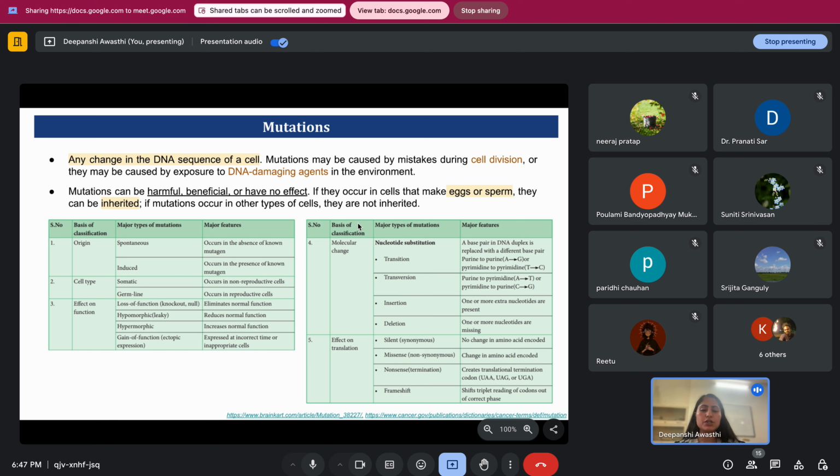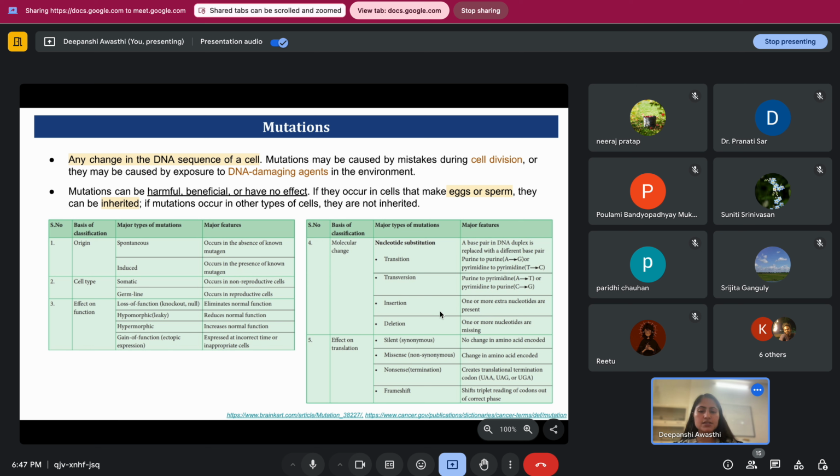And on the basis of molecular change, mutations can be categorized as transitions. When we talk about the DNA sequence, a transition means that a purine is converted to another purine. For example, when A was present, it is replaced by G, and a pyrimidine is replaced by another pyrimidine, so thymine is changed to cytosine. Then come transversions, when a purine is changed to a pyrimidine and vice versa. Transversions will have a more drastic effect as compared to transitions, because in transitions the nature is similar, purines to purines, so it won't have that drastic an effect.